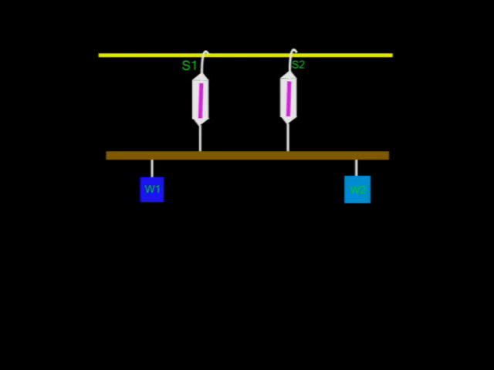We also have two weights W1 and W2 which are suspended from the meter rule, and their positions are adjusted until the meter rule is horizontal and the spring balances are vertical. Now what we need to do is to observe the readings on the spring balances S1 and S2.